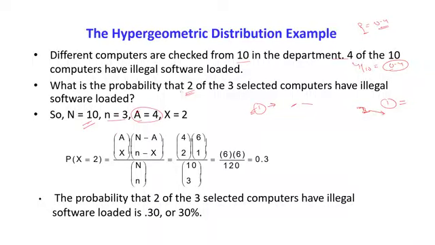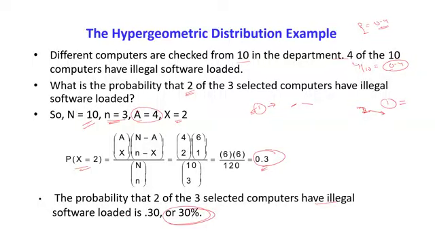Now this is for the sample. I want to draw a sample from this population and find out the chance that 2 out of the 3 selected computers have illegal software loaded. This is a very small example. So the sample size is 3, and the number of successes in the sample I'm interested in is x equal to 2. Substituting into the formula, the probability of x equal to 2 is 0.3. So the probability that 2 of the 3 selected computers have illegal software loaded is 30%.